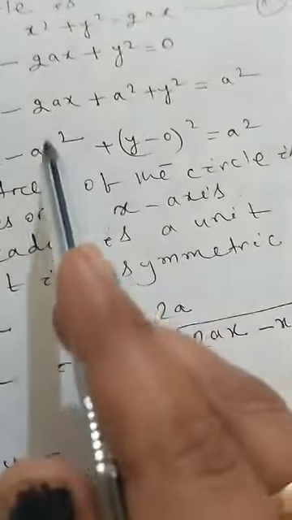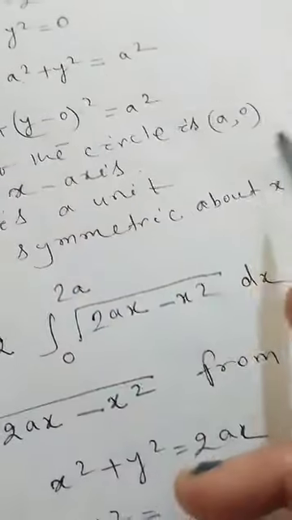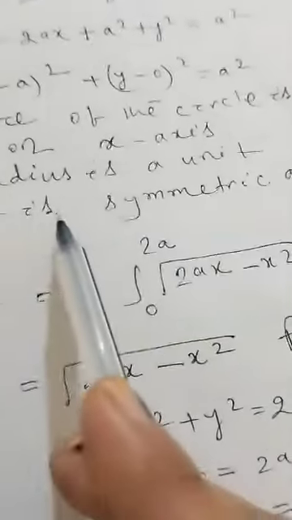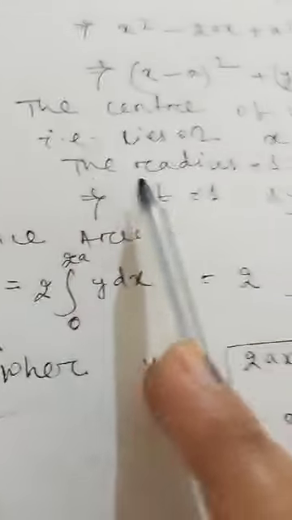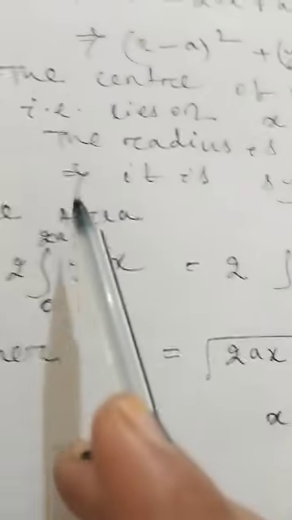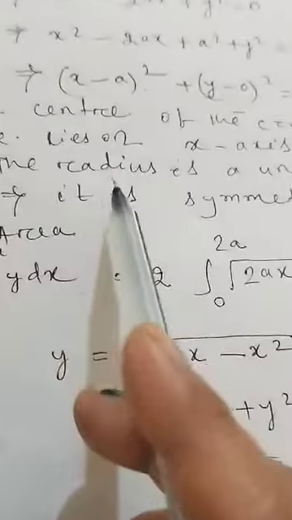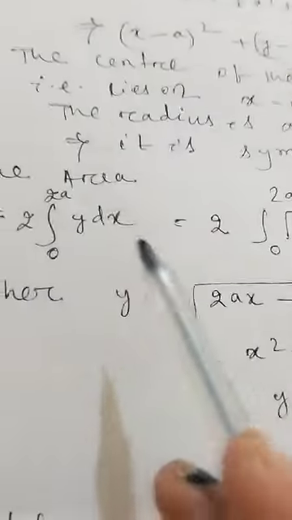The center of the circle is (a, 0), that lies on the x axis. The radius is a units. That implies it is symmetric about the x axis.